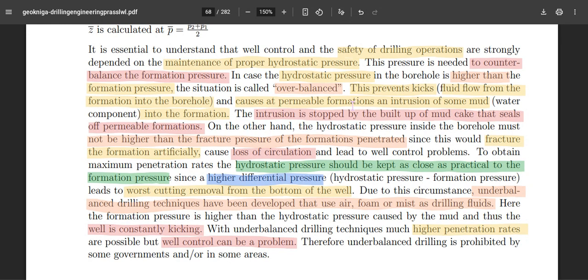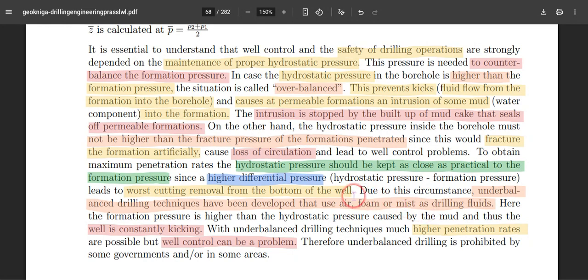So in that aspect, many drilling companies prefer to go for underbalanced drilling for an efficient penetration rate, using a very low density fluid like air, foam, and mist. This can result in constant kicking, and it has a sensitivity in drilling operations. But people prefer to have an efficient, quick drilling process. But in sensitive areas, these underbalanced drillings are usually prohibited by certain government norms.